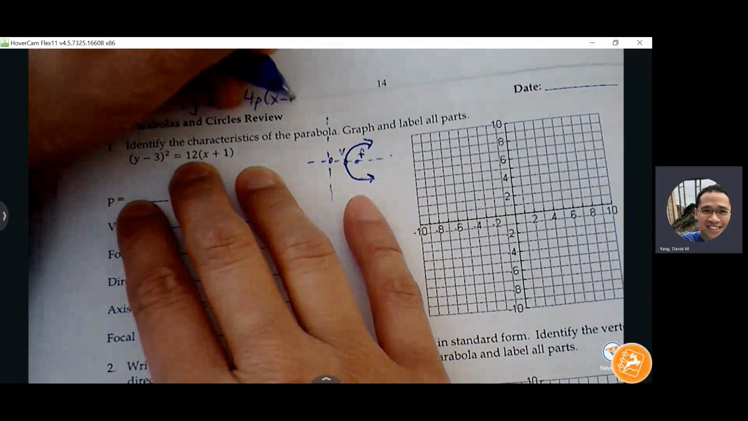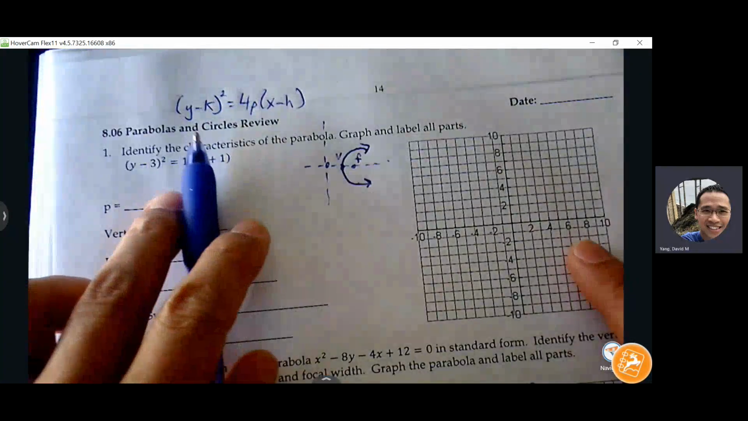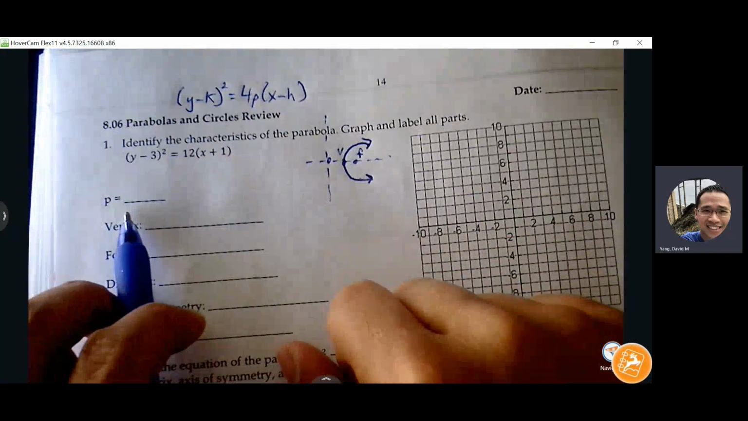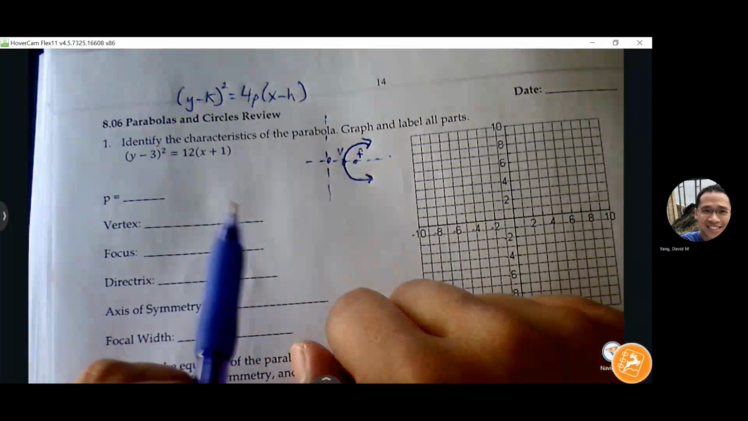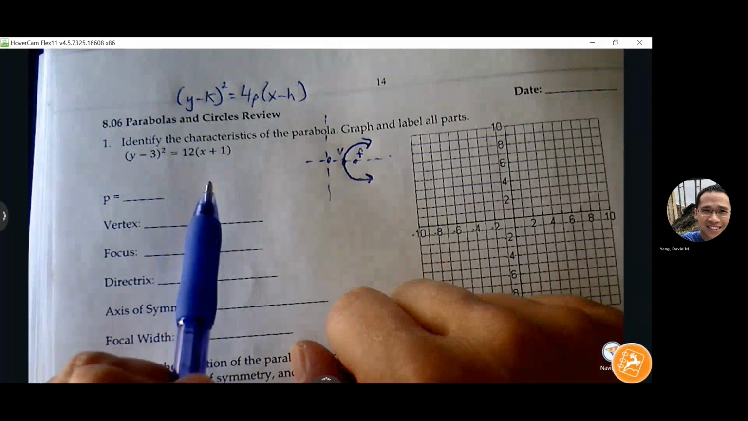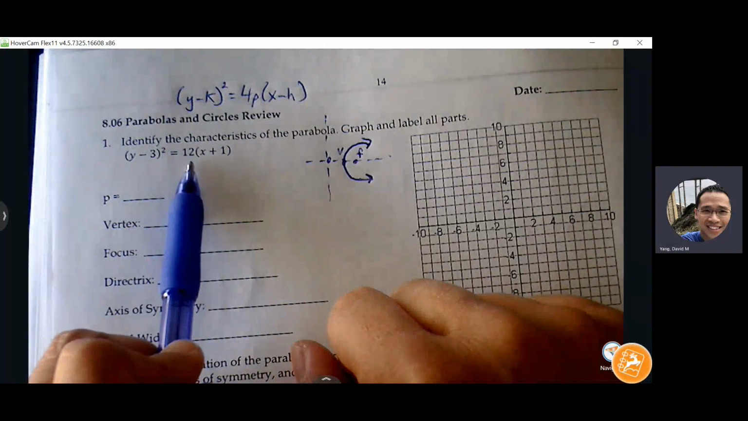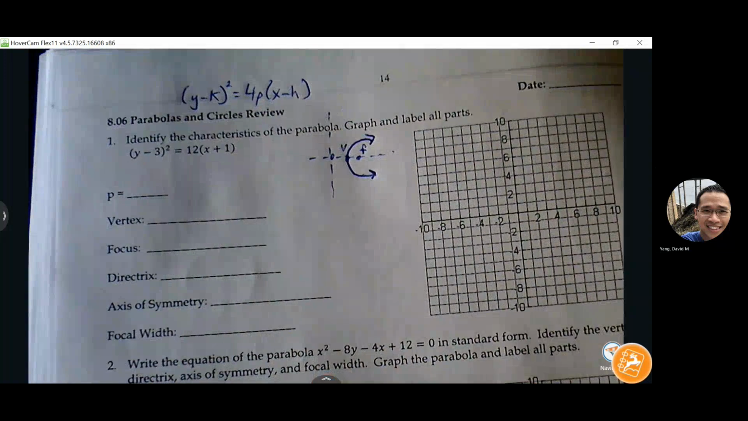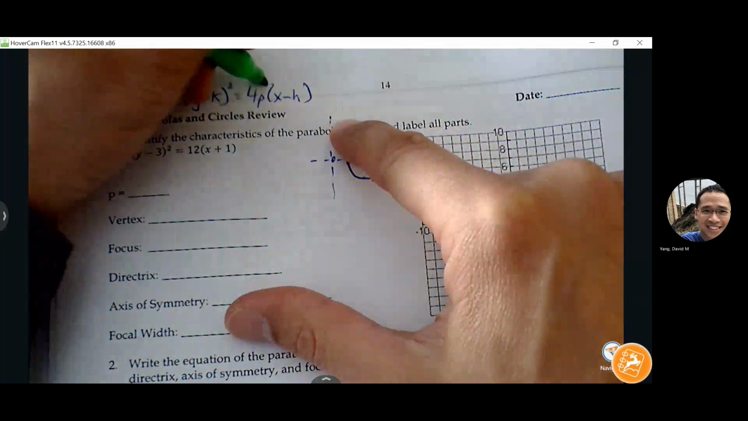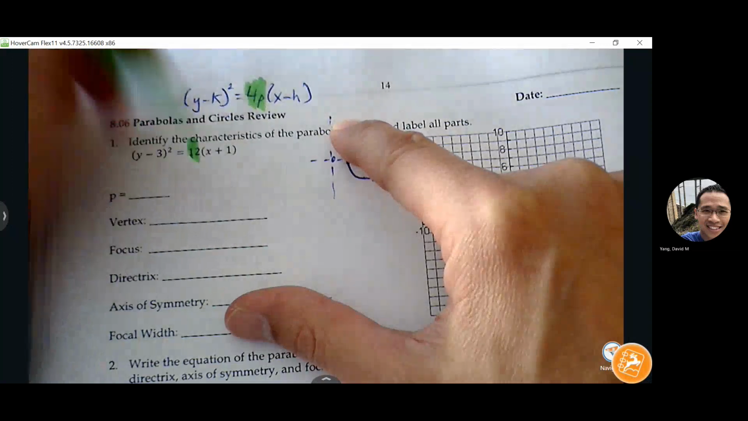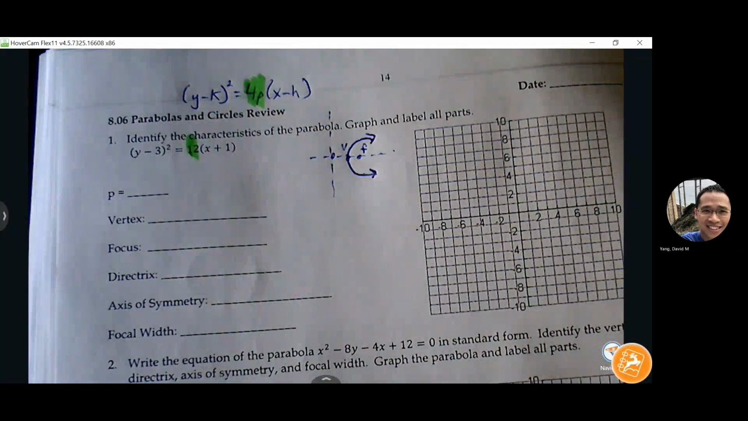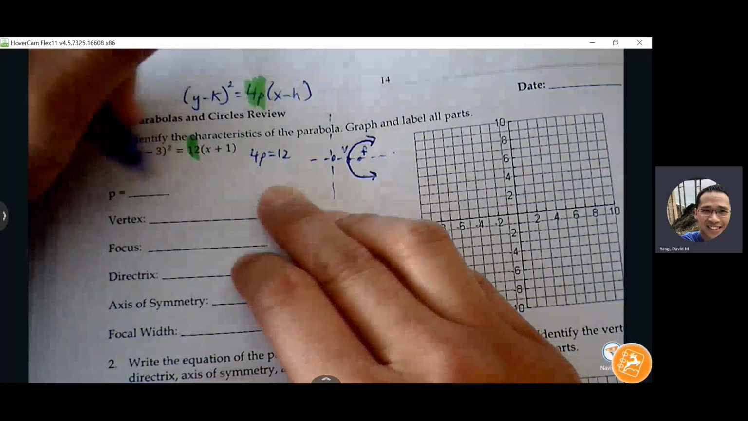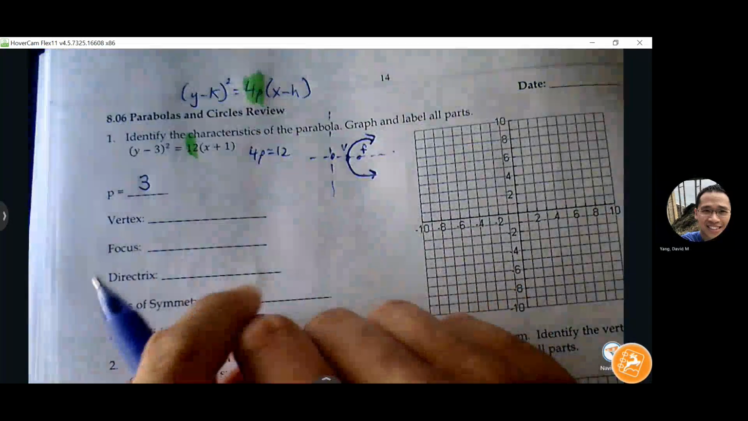All right, so you're gonna have to memorize these formulas here. The one that we're working towards is (y minus k) squared equals 4p(x minus h). How do we find the p-value? Set 12 equal to 4p, yep. So divided by 4, p equals 3.